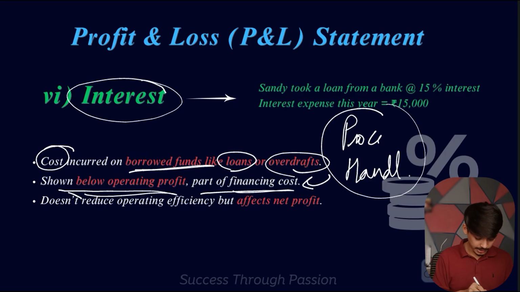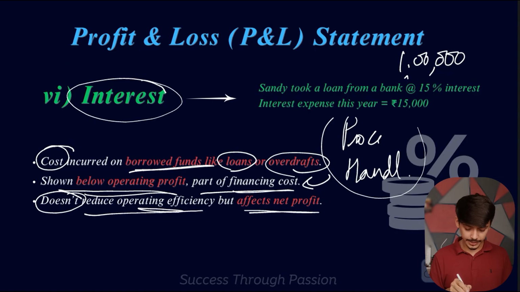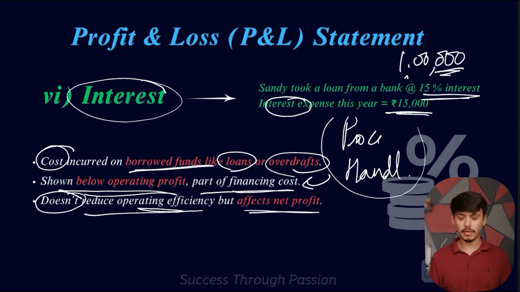The final point is it doesn't reduce operating efficiency but affects net profit. So over here, as we have seen, operating efficiency is seen before non-cash expenses or the non-operating expenses of the business, which is measured by EBITDA and the EBITDA margins, and it only takes into account all the operating expenses incurred. Since interest is subtracted before the net profits of the company, it definitely affects the entire net profitability. So for our example, Sandy took a loan from a bank of 1 lakh at 15% interest. The interest expense for this year is 15,000.